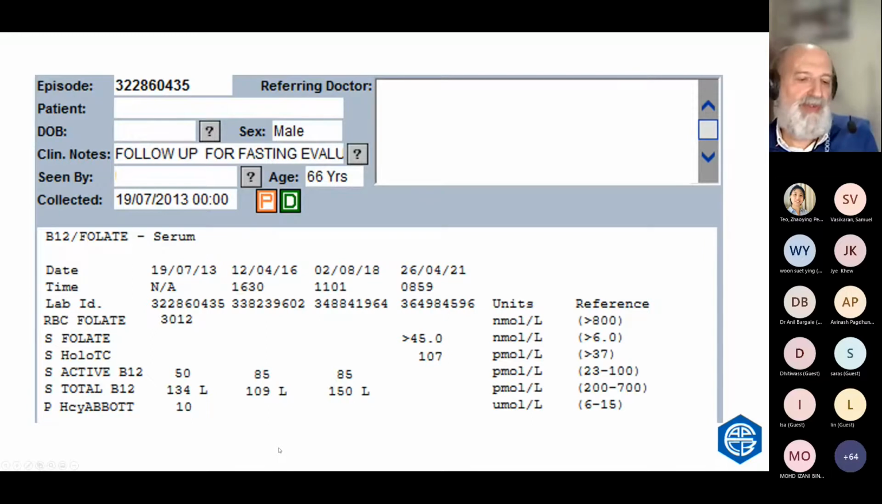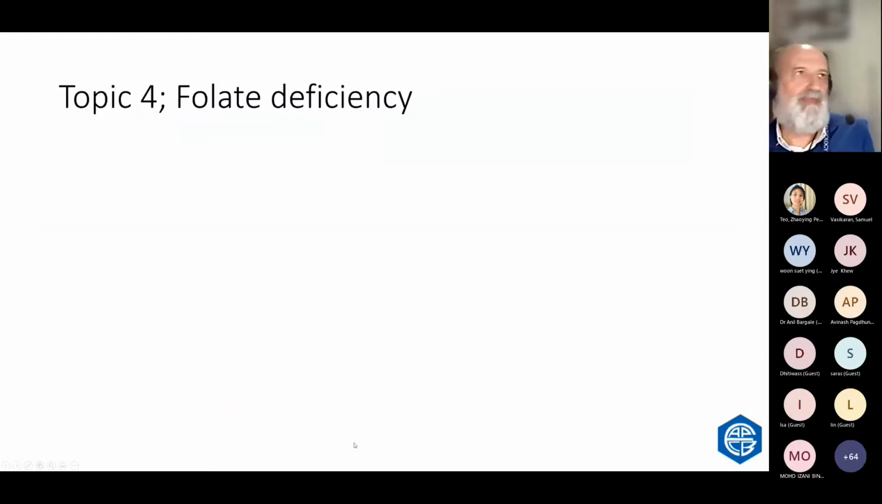Nobody knows the true prevalence of it. My estimate is about 1% of the population has haptocorrin deficiency. And it creates a lot of confusion, because most people would say they're severely B12 deplete, but the active B12 levels are clearly sufficient.